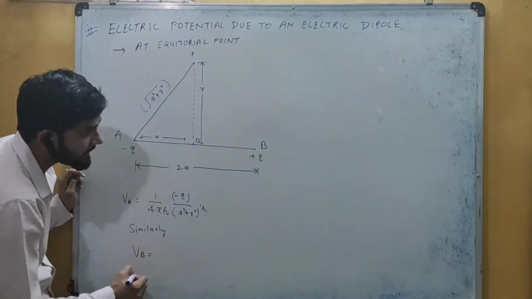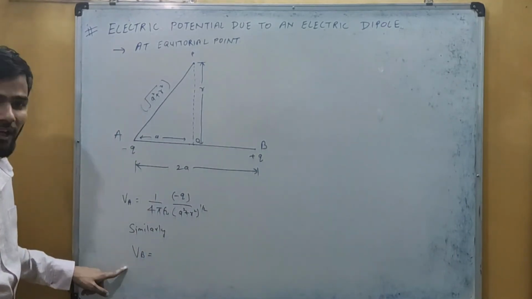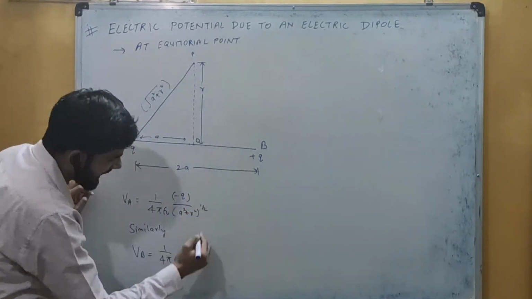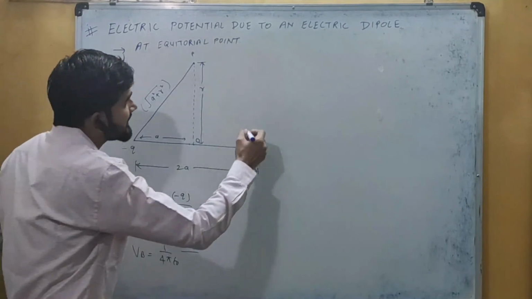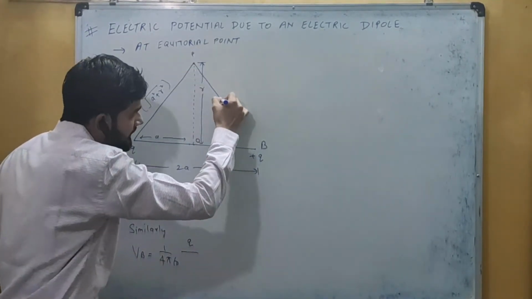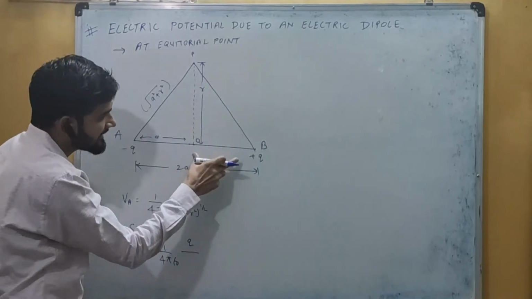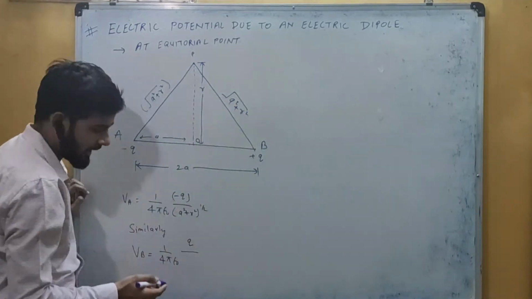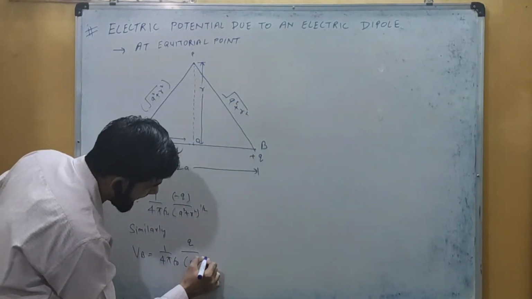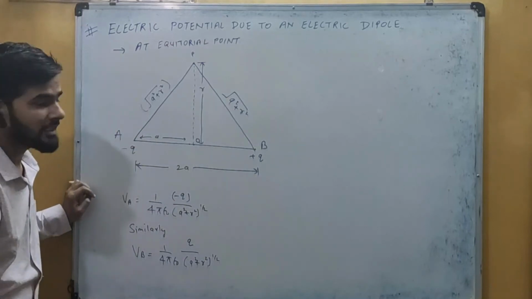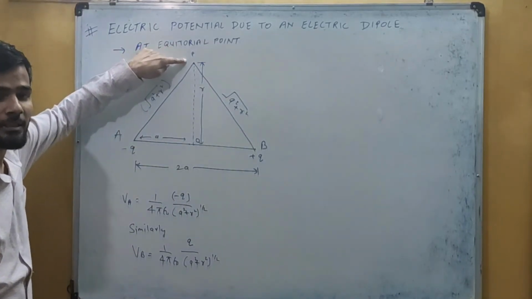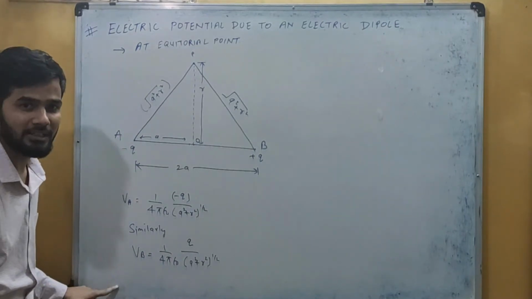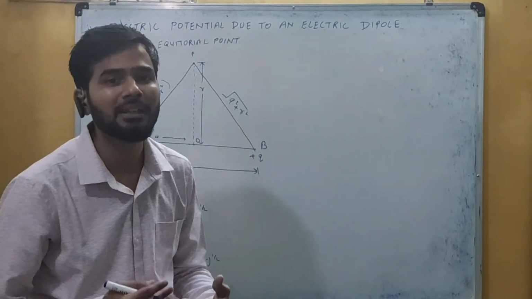Similarly, VB: what will be the value of electric potential at point B? Here I can write 1 by 4 pi epsilon naught, charge q, by the distance. The distance from P to B: this distance is r, this is a, so the distance is the root of a square plus r square. So I can write a square plus r square raised to the power 1 by 2. Now in order to calculate the resultant potential at point P, what do we do? We have to add both of them, because they are scalar quantities. If you want to find the resultant, we can simply add them.